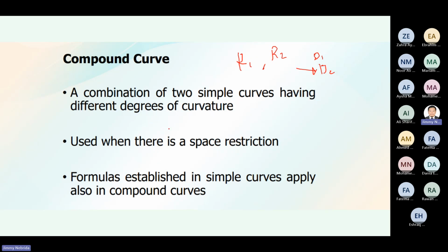So it is used when there is a space restriction. Meaning you have the restriction in terms of mobility of your curve. So you need to adjust by having two different curves. Now the formulas are established coming from the simple curves. It's only applied to compound curves.